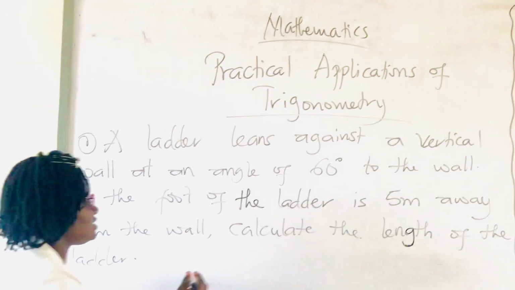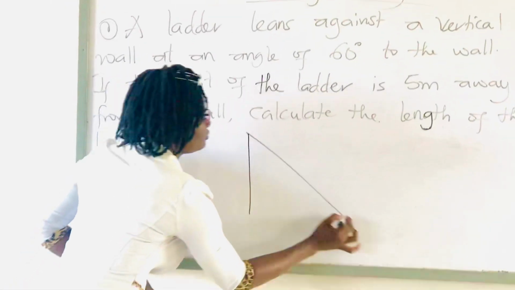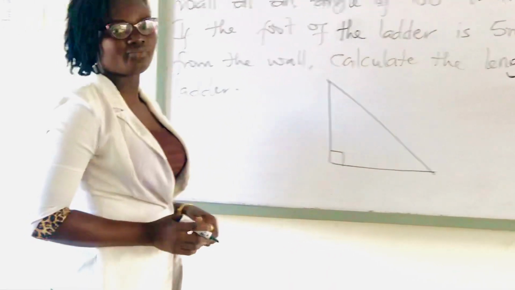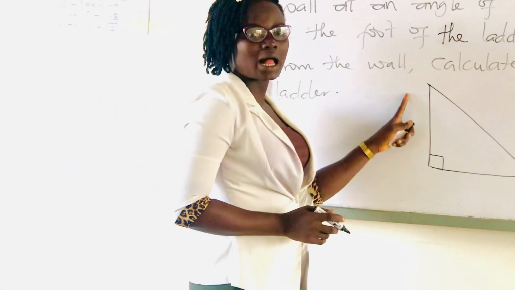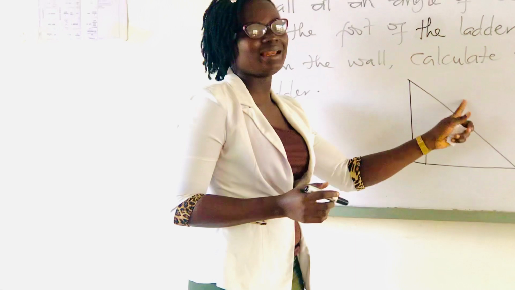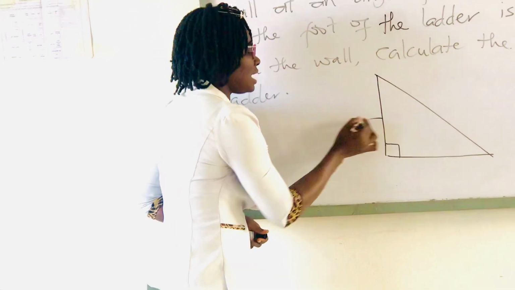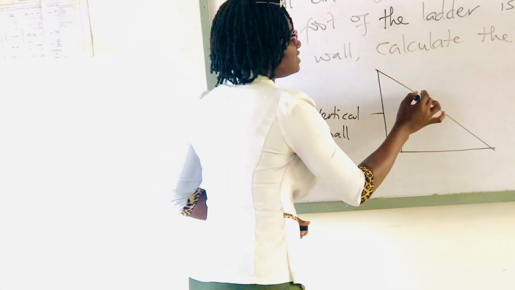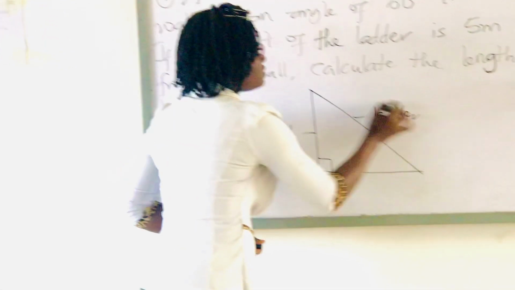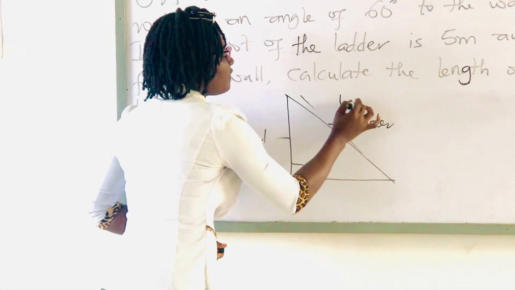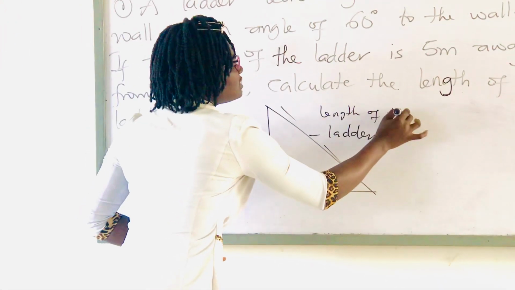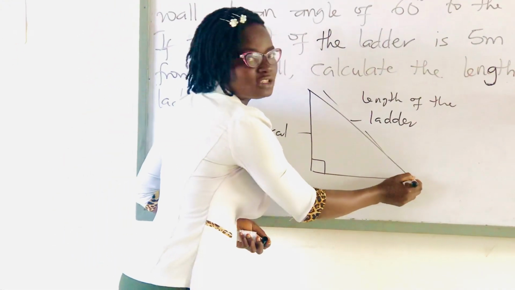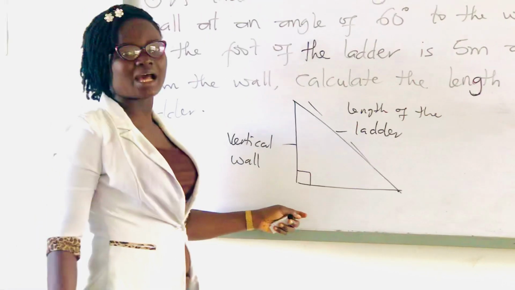This is my right angle triangle. This is my vertical wall, and this is my ladder. So this is the vertical wall. This is the ladder, and so this becomes the length of the ladder. Then we have the foot of the ladder and the vertical wall.